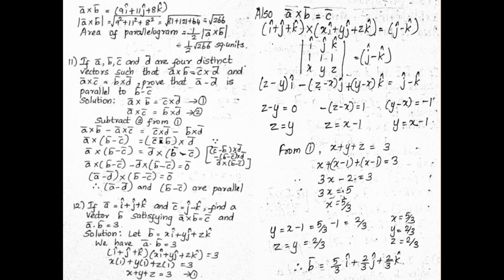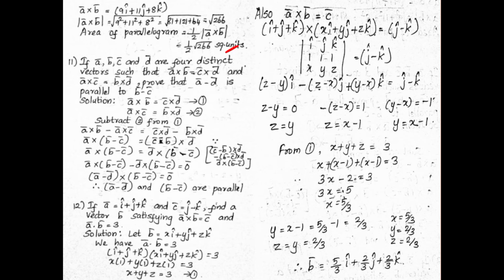Then the magnitude of A vector cross B vector is equal to square root of 9 square plus 11 square plus 8 square, which is equal to square root of 81 plus 121 plus 64, which is equal to square root of 266. So the area of a parallelogram is half into the magnitude of A vector cross B vector, which is equal to half square root of 266 square unit.